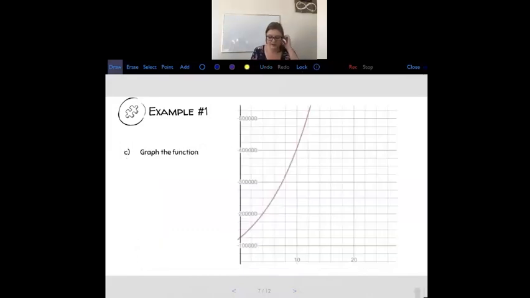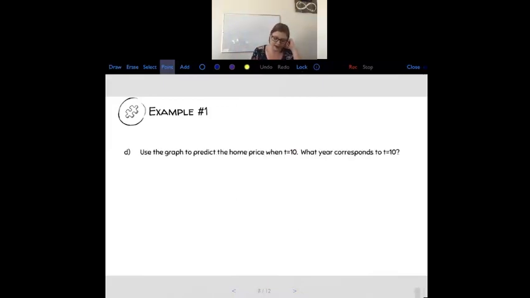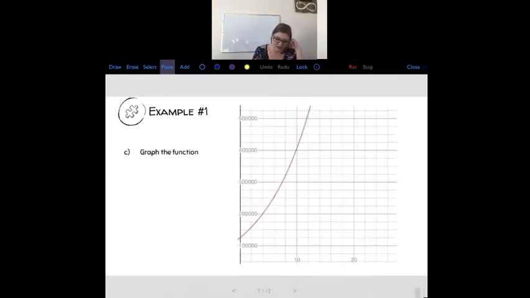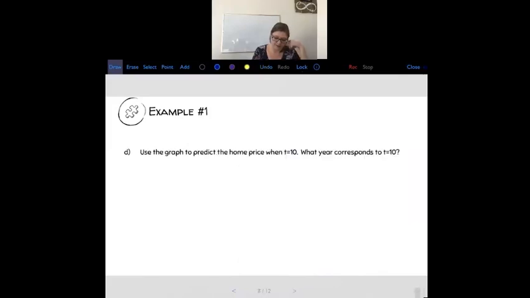If you were asked to graph the function, line up your values. Our starting value was a bit over 100,000, and then it trends upward, making a rapidly changing curve. Continuing on, use the graph to predict the home price when t is equal to 10, and what year corresponds to t equals 10. If we look on our graph, t is equal to 10, so we're going here. This looks like it's about $400,000.